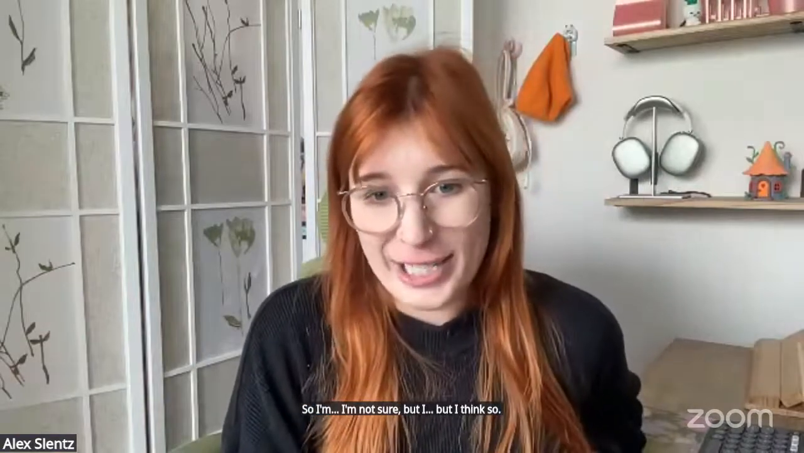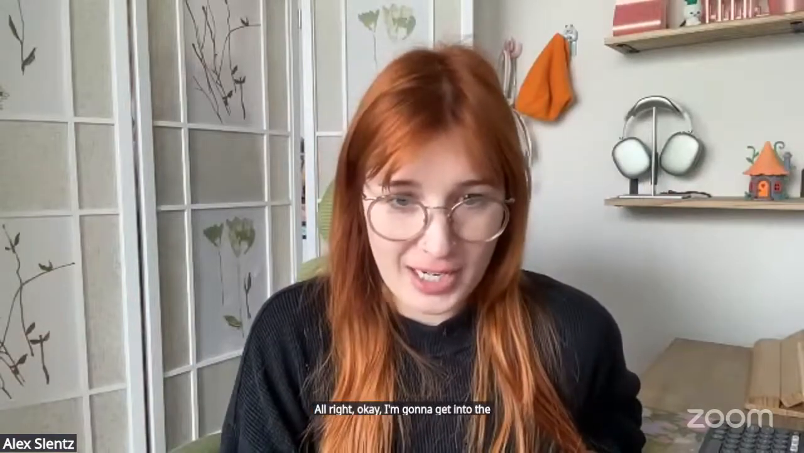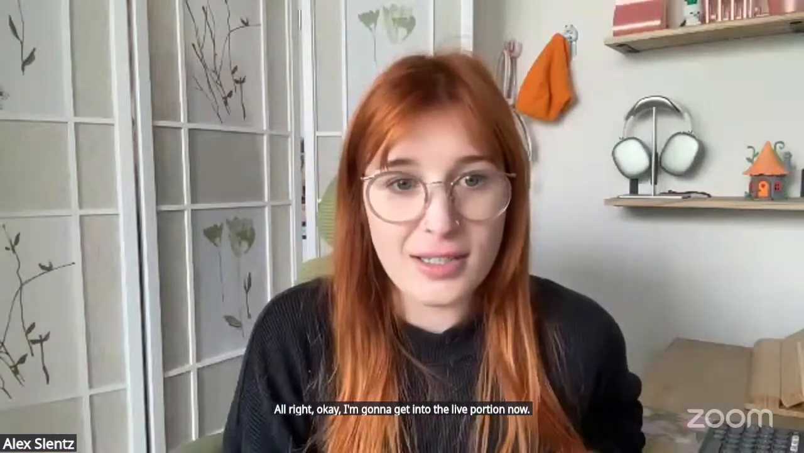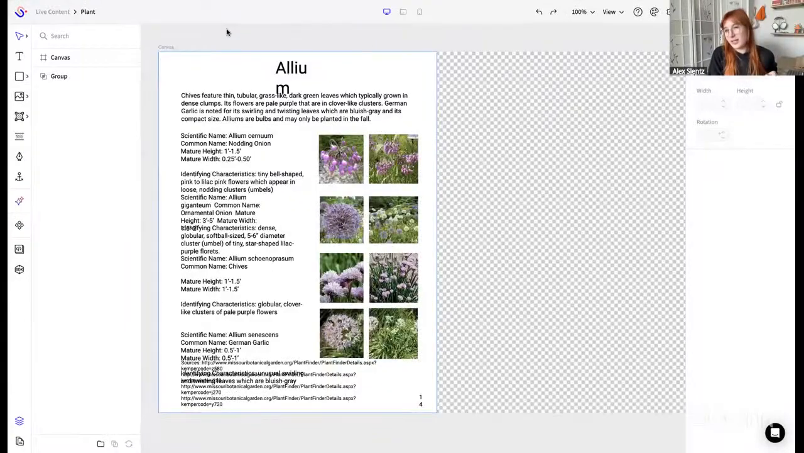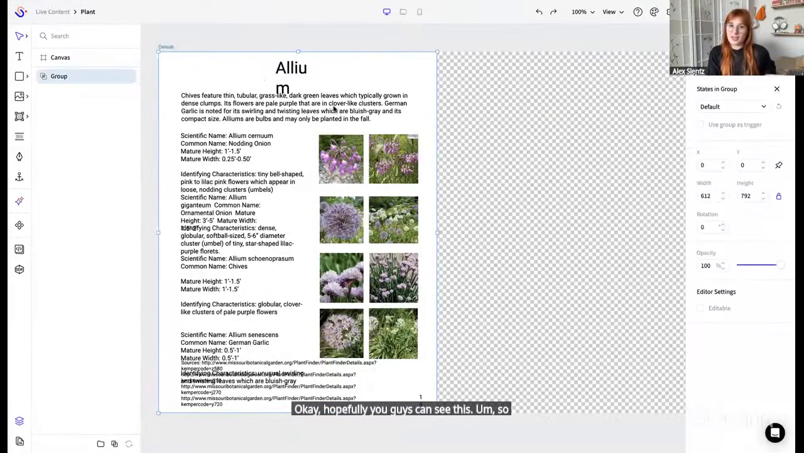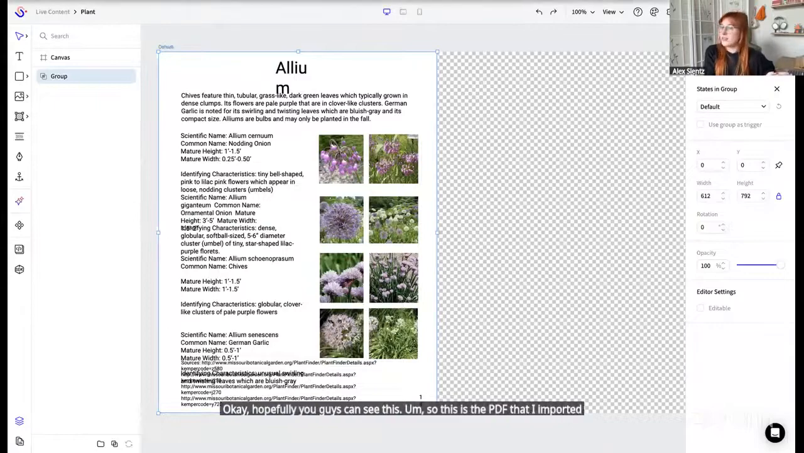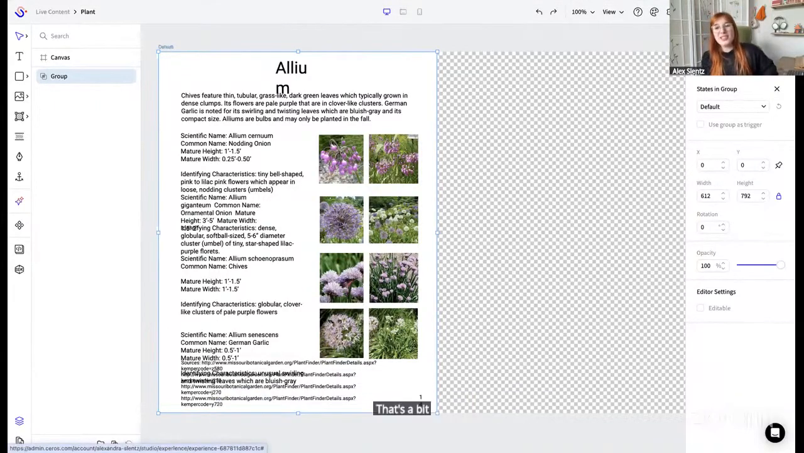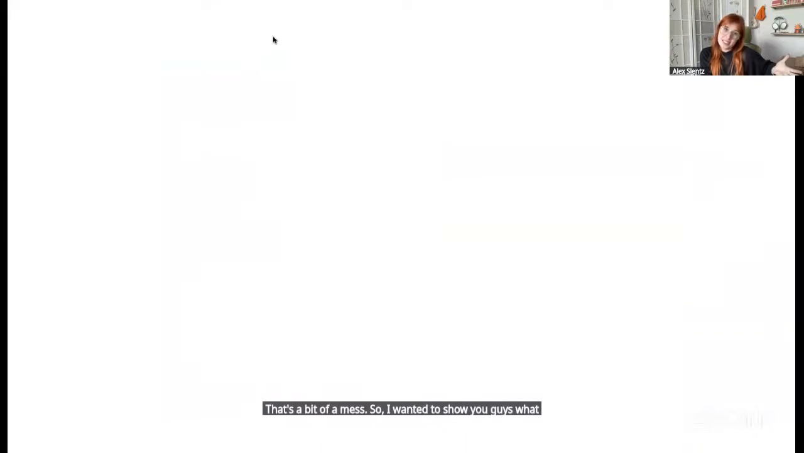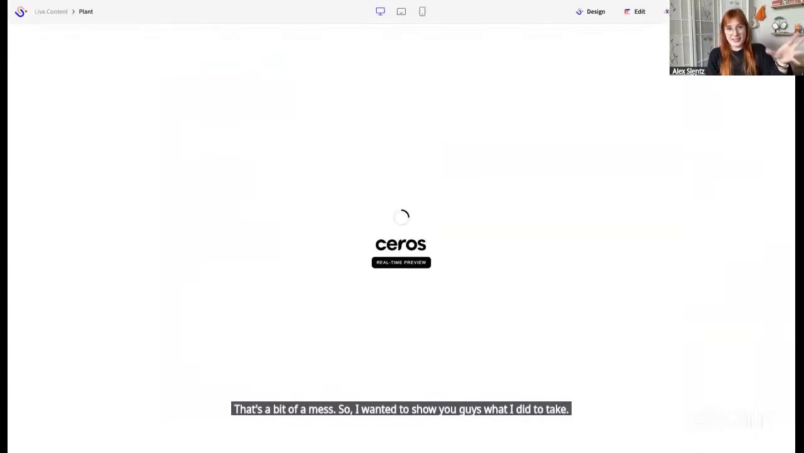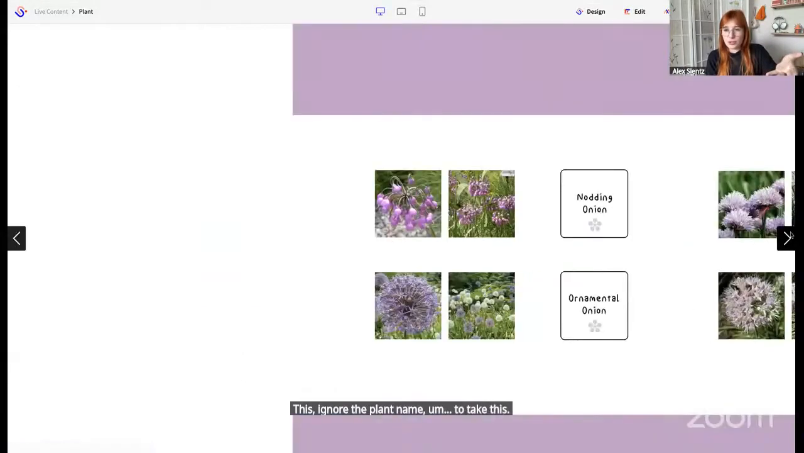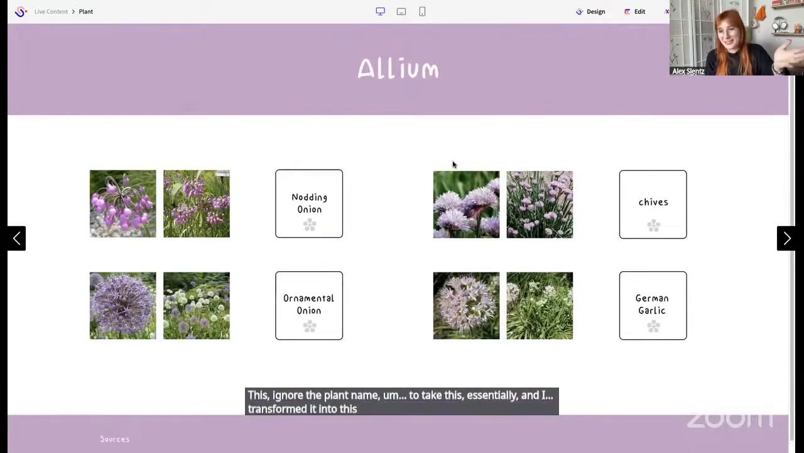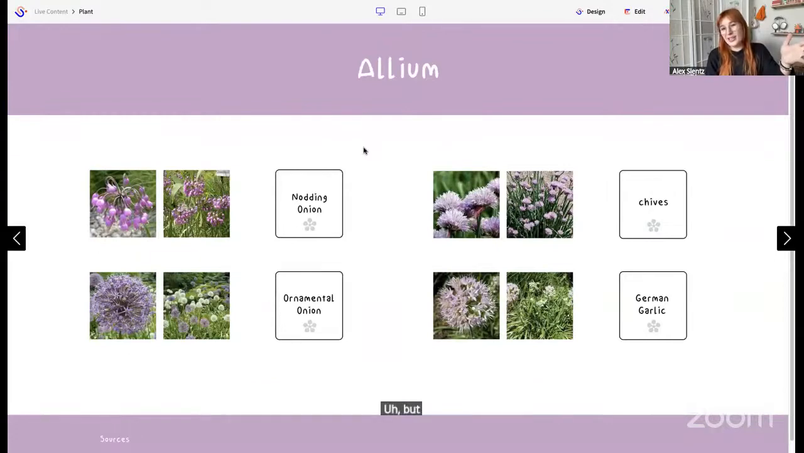All right. Okay, I'm going to get into the live portion now. Hopefully you guys can see this. So this is the PDF that I imported. As you can see, it's a bit of a mess. So I wanted to show you what I did to take this, ignore the plant name, and transform it into this. It's not the best, but I thought it was good enough for the demonstration.